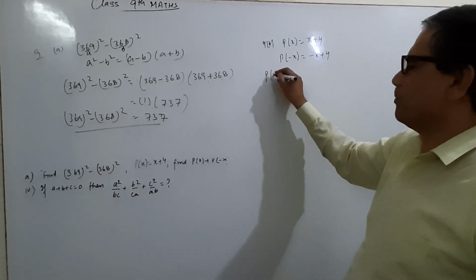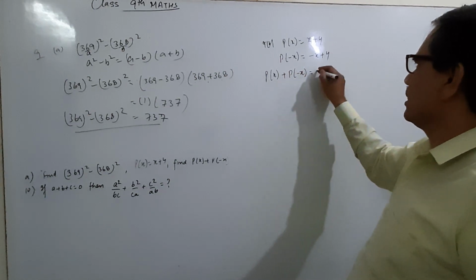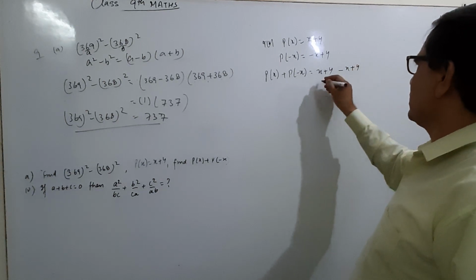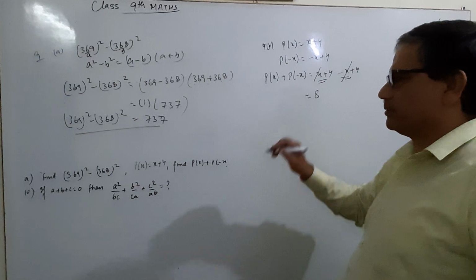What we have to find out? P(x) plus P(minus x) is equal to, what is P(x)? x plus 4. What is P(minus x)? Minus x plus 4. This is the value of P(x), this is P(minus x). This will cut, and the answer is equal to 8.